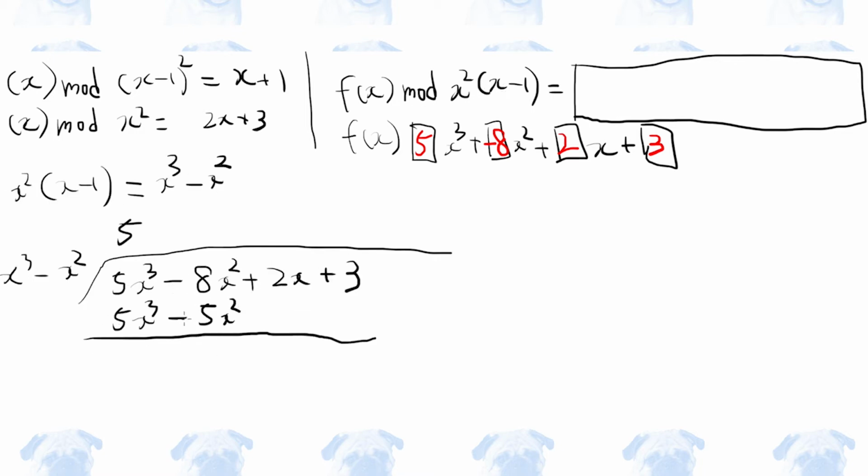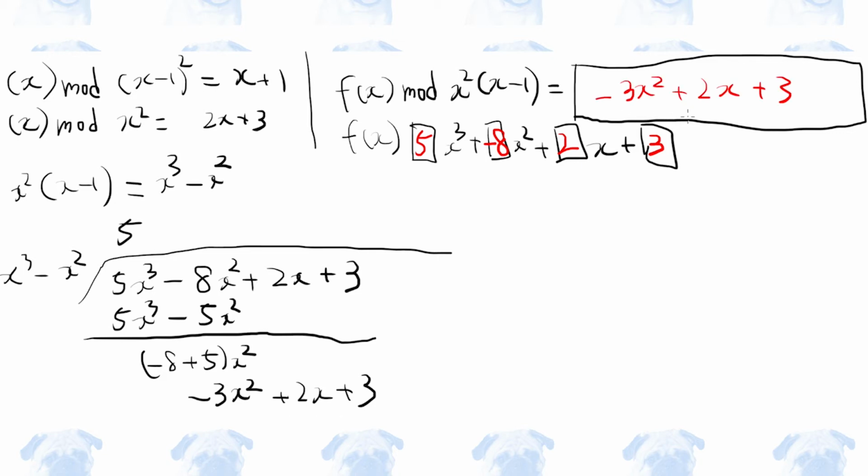Minus 8 minus minus 5 is minus 3x squared. So the remainder is minus 3x squared plus 2x plus 3. Minus 3x squared plus 2x plus 3.